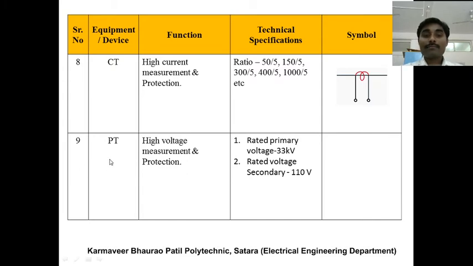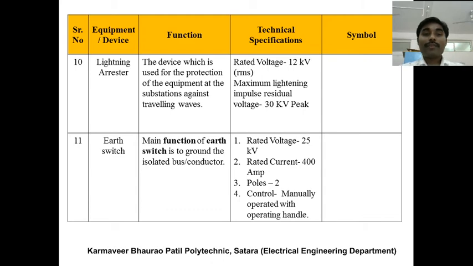The next device is the PT. PT is nothing but the potential transformer. It is used to measure high voltages and it can also be used for protection purposes. Its technical specifications are its rated primary voltage, which I have written here as 33 kilovolt, and its rated secondary voltage is 110 volt. Its symbol is like this.